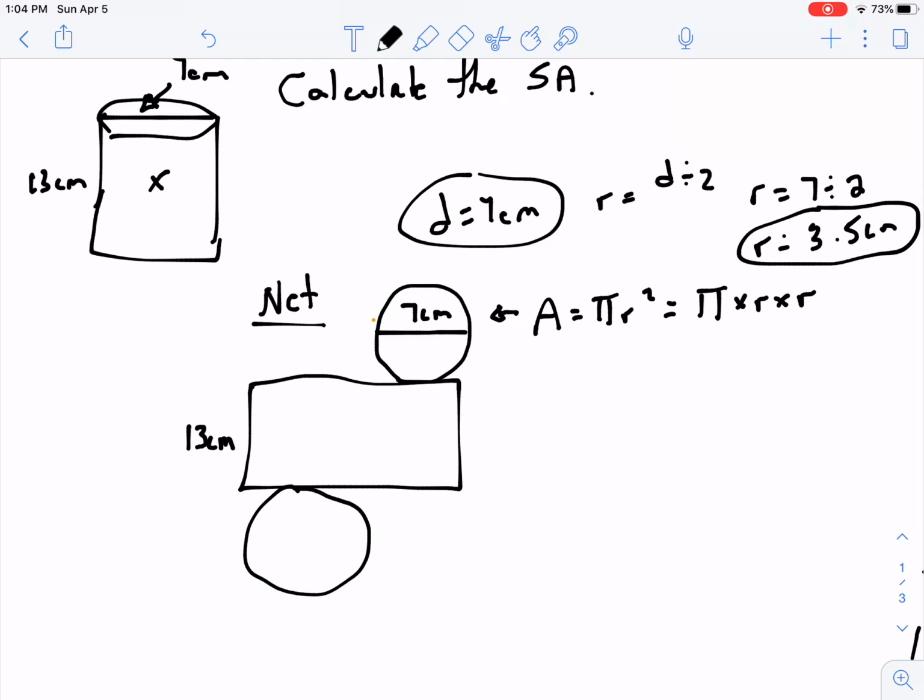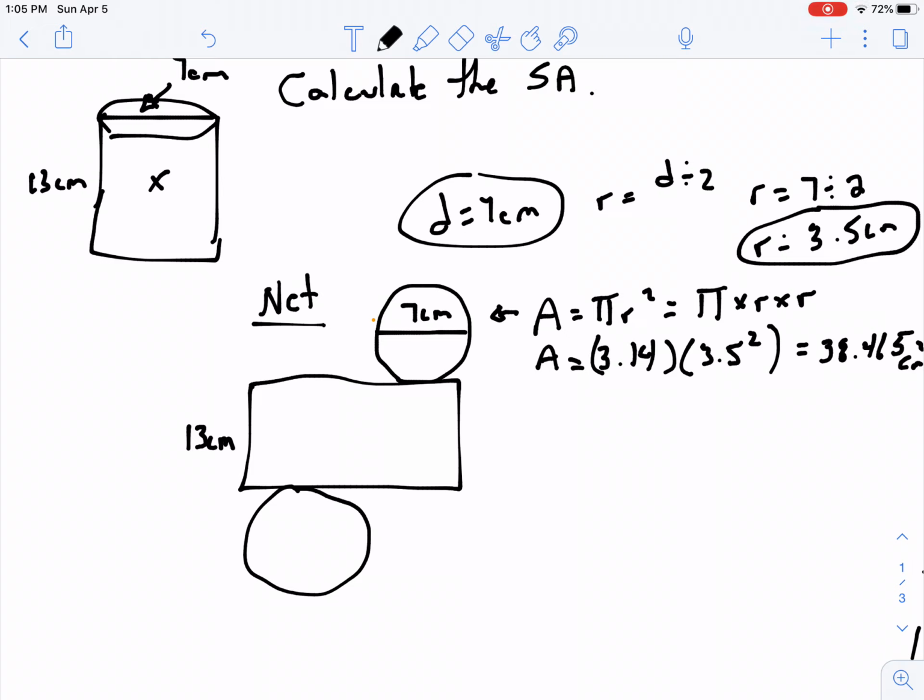So now I can turn around and find the area of that circle. Easy enough. The area of that circle is going to be pi, which I know, 3.14, times my radius. My radius is 3.5, and I'm going to square that radius because it's radius squared. When I plug those numbers into my calculator, I get 38.465. And that's centimeters squared because that's an area. So I now know the area of that circle.